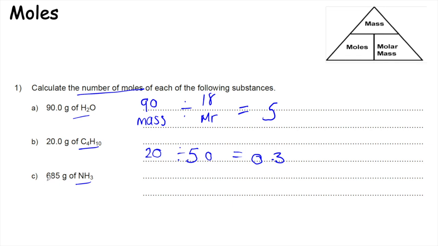Finally, you've got this one here, ammonia. So if we take the mass, 685, divided by the MR of this compound here, nitrogen equals 14, and you've got 1 for each of the hydrogens, so 14, 15, 16, 17. So 685 divided by 17, that comes out at 40.